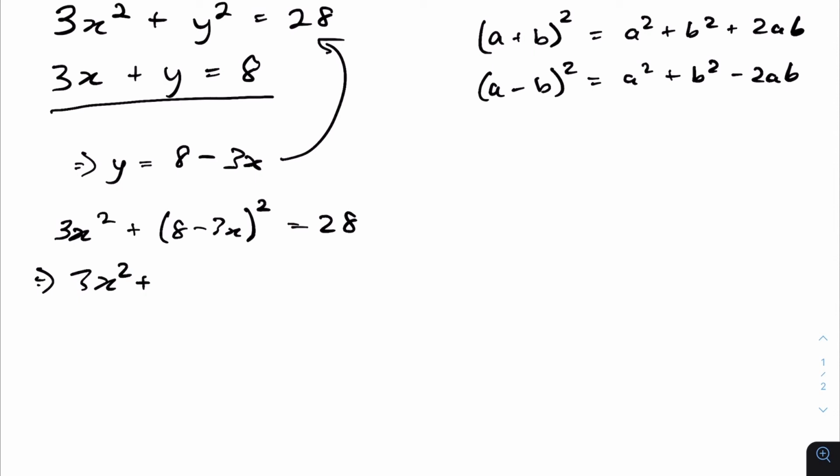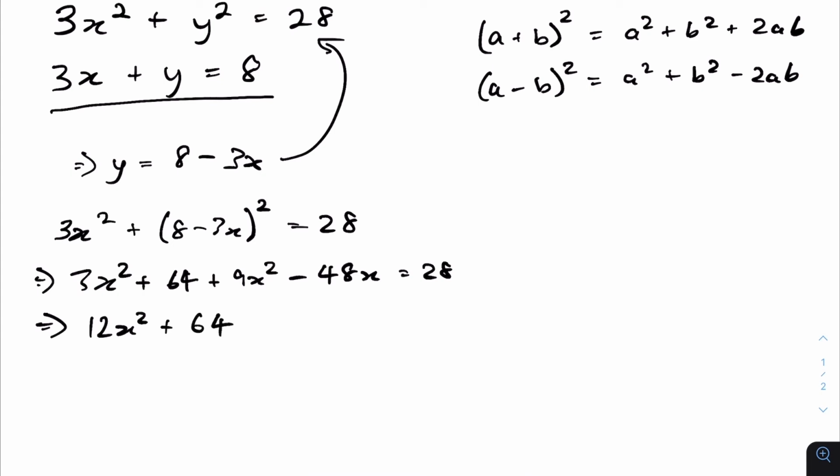Since it's 8 minus 3x, we can figure out that it's 64 because that's a squared. And then it's plus b squared, so negative 3x squared is plus 9x squared. And then minus 2ab. So negative 2 times 8 is negative 16 times 3 is equal to negative 48 times x equals negative 48x, which is equal to 28. So that means we can collect like terms, so 12x squared plus 64. Actually, no, let's not write the 64 here. Let's write it in descending powers of x.